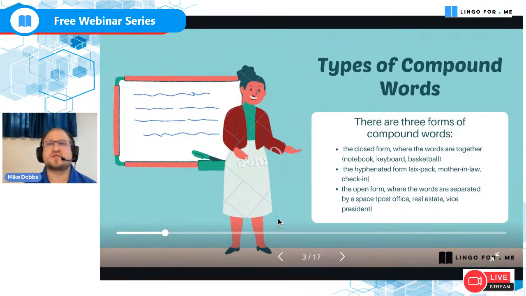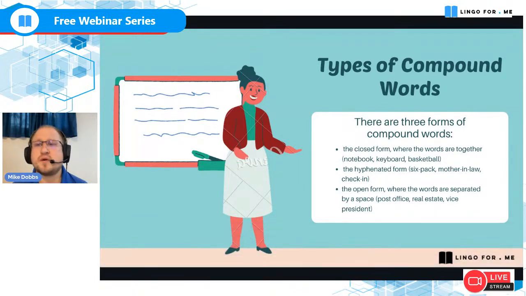The last one we have is called an open form compound word. And that's where the words are separated by a space. It's just like post office, where you can get your mail, real estate, where they sell different apartments or land or houses, and vice president, which is the president, and then the person right below them is called the vice president in the United States.